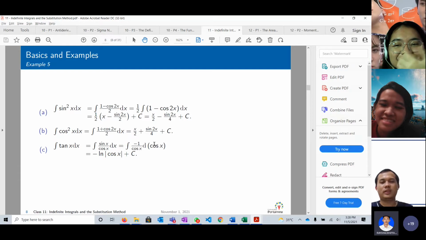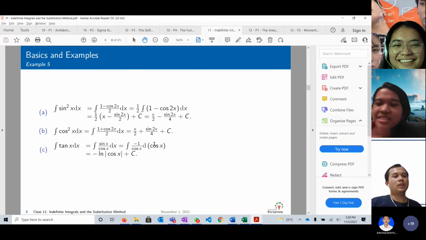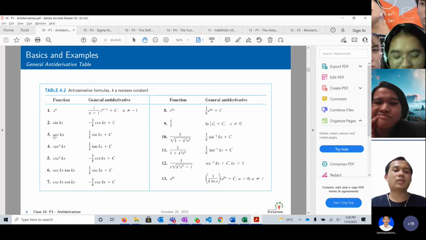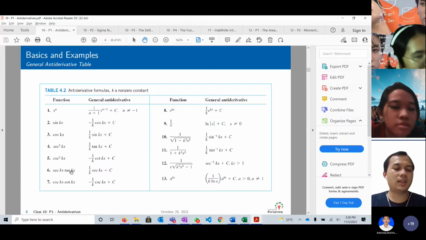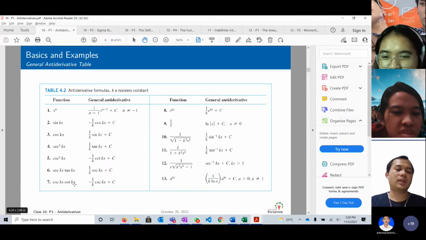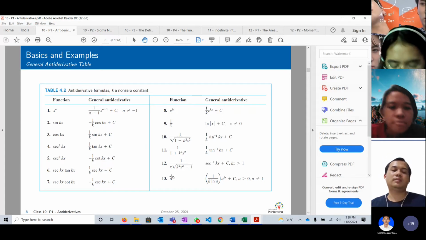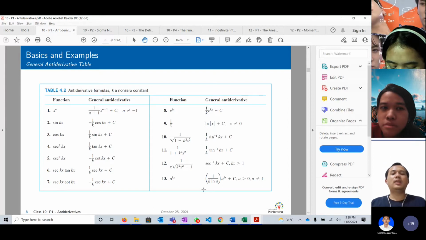So the idea is if you find a question about integral, what you do is always try to find this kind of form, either x power n or sine kx or cosine kx, secant squared kx, cosecant squared kx, or secant kx tangent kx, or cosecant kx cotangent kx, or e power kx, or 1 over x, or the rest. So always try to find this kind of form so that you can directly look at the table and you can immediately finish your integration, ya.